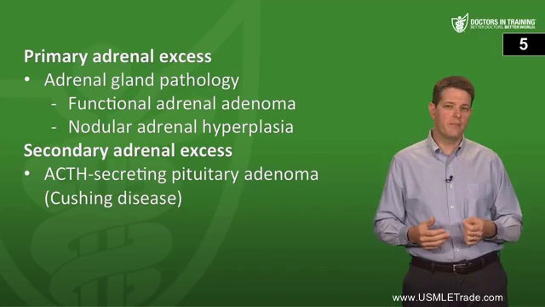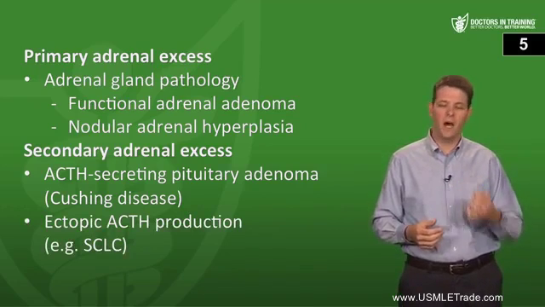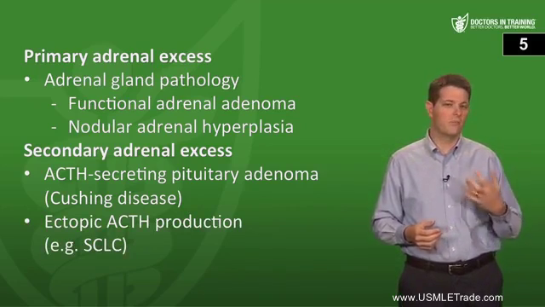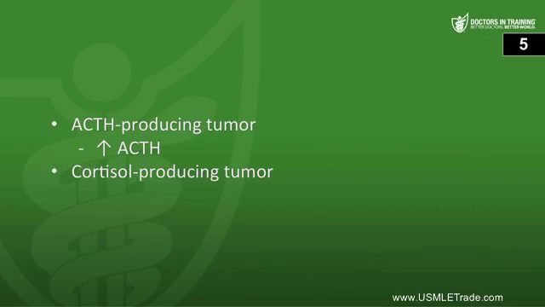And then the other type of secondary adrenal excess to know about is ectopic ACTH production from a non-pituitary tumor, such as a small cell lung cancer. And then how does the level of ACTH help differentiate between these? So in the case of an ACTH producing tumor, the level of ACTH is going to be high. But in the case of a cortisol-producing tumor, that high cortisol is actually going to suppress ACTH through negative feedback on both the pituitary and also on the hypothalamus. So ACTH is going to be low.